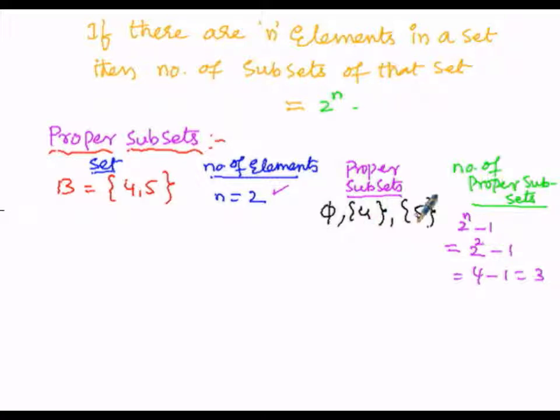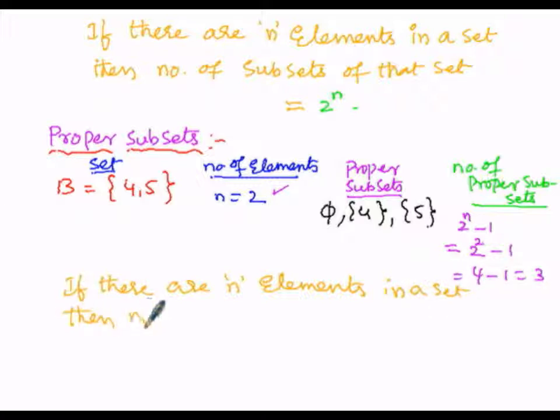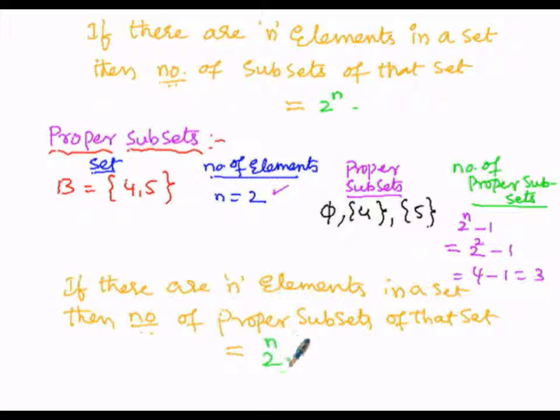So in this manner, if there are n elements in a set, then the number of proper subsets of the set is equal to 2 to the power of n minus 1.